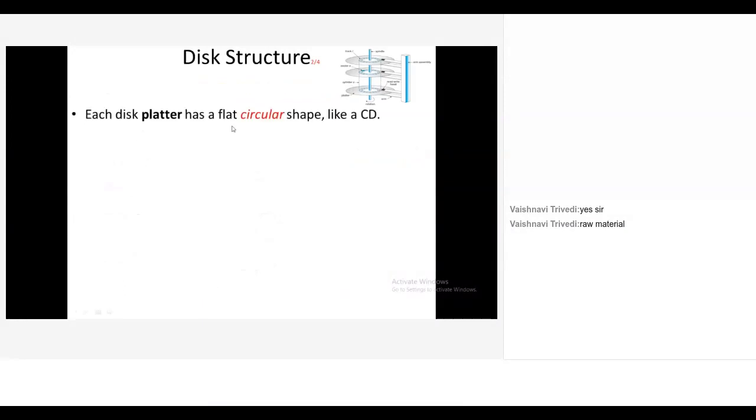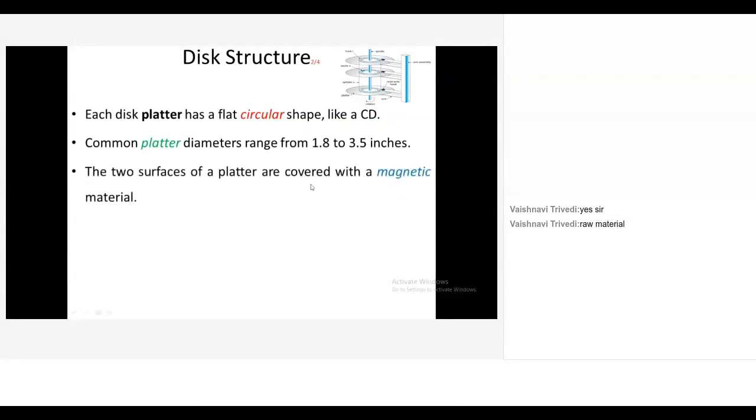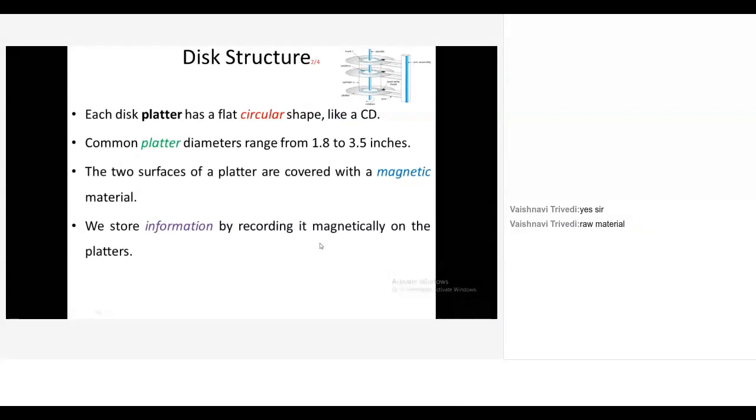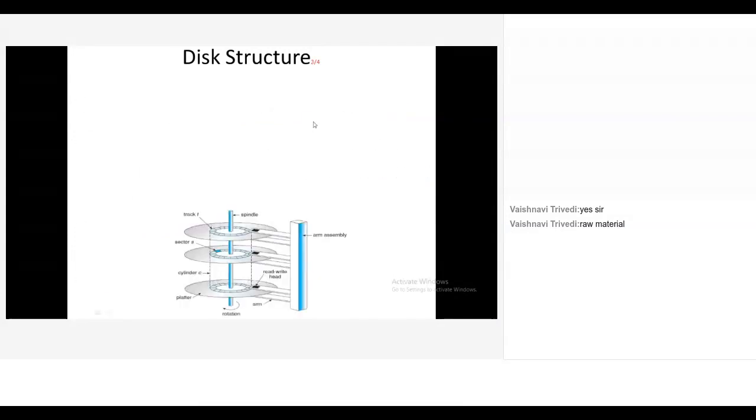Each disk platter has a flat circular shape like a CD. Common platter diameters range from 1.8 to 3.5 inches. The two surfaces of a platter are covered with a magnetic material. We store information by recording it magnetically on the platters. A read-write head flies just above each surface of every platter to read or write from these platters. The heads are attached to a disk arm that moves all the heads as a unit.